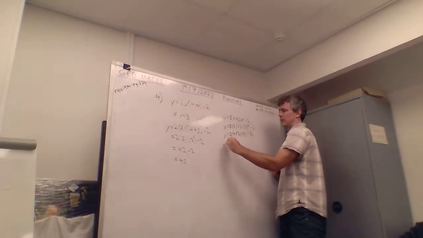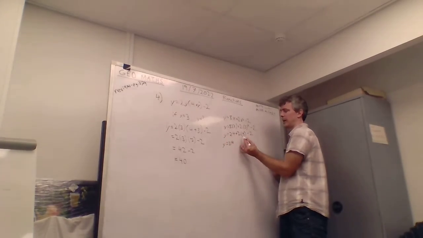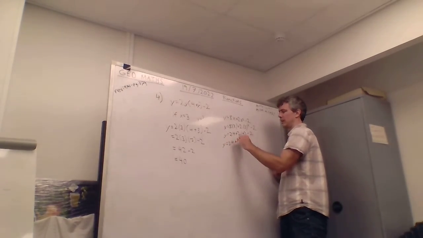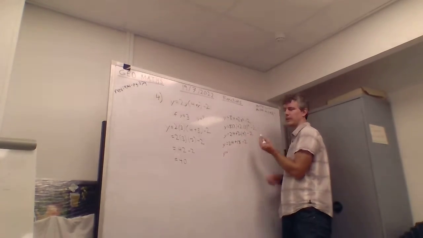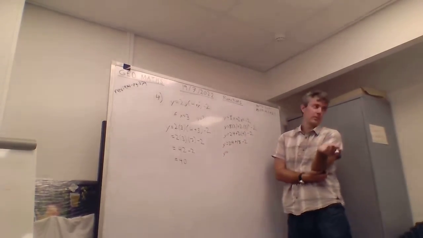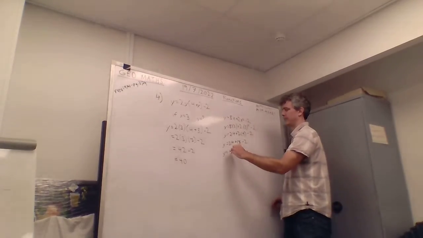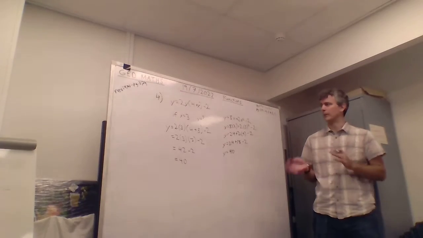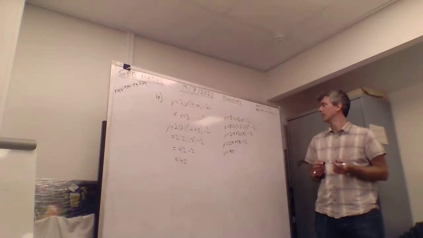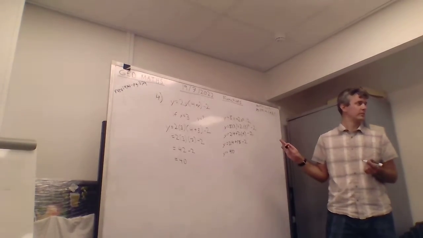So this is now 24. What is 2 times 9? 18. So 24 plus 18 minus 2. What's 24 plus 18? 42. Minus 2? 40. Same answer. You can do it either way. Any more questions on this?